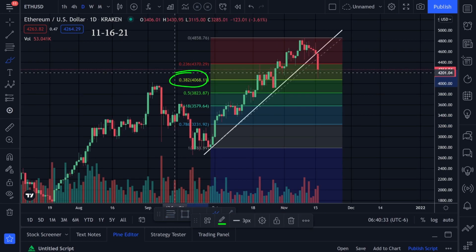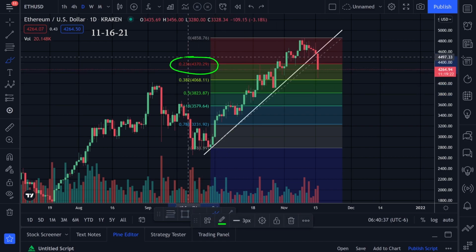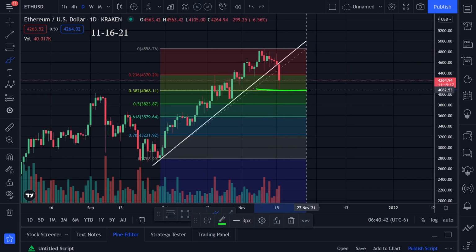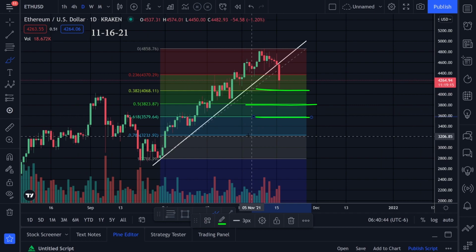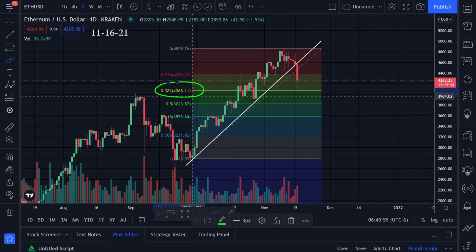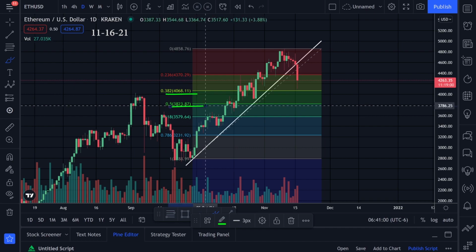I like watching the 38% level and the 50% level the most, but you could also sometimes watch the 23% level and the 61% level. In general, it's kind of a way to space out your money if you took profits at the top or if you don't know exactly where it's gonna end up at. So yeah, I like watching the 38% level and the 50% level. I have limit orders set at 4,068 and 3,823.